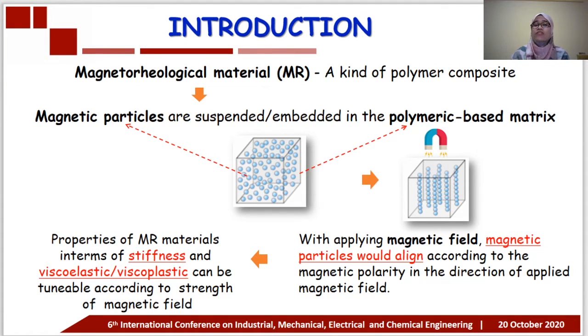Due to the presence of these magnetic particles in the polymer base matrix, when applying a magnetic field onto these MR materials, the magnetic particles would align according to the magnetic polarity in the direction of the applied magnetic field. Therefore, the properties of MR materials in terms of stiffness and viscoelastic or viscoplastic behavior can be tuneable according to the strength of the magnetic field. Overall, MR material is a smart material that is very sensitive towards the applied magnetic field.